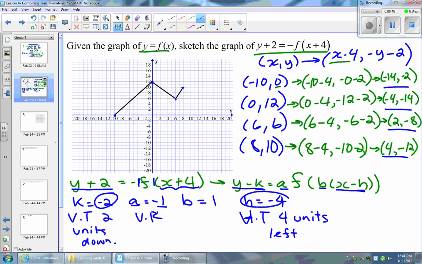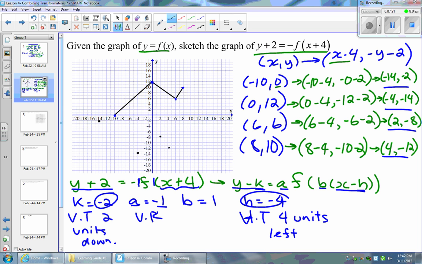So negative 14, negative 2, which is about, I'm going to use a different color here, right there. Okay, so I'm going to try my best here to graph it. And we have negative 4, negative 14. So that's about right there. All right, so far I think I'm okay. 2, negative 8, right there. And finally 4, negative 12.